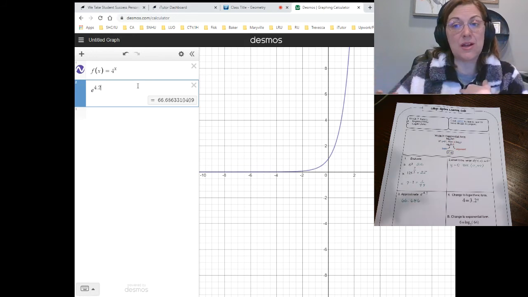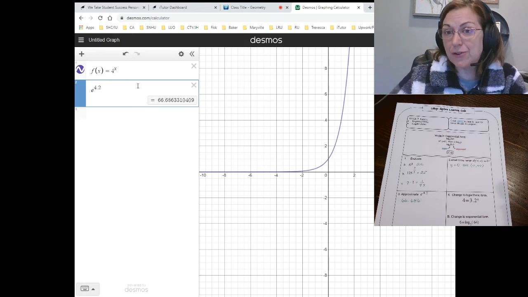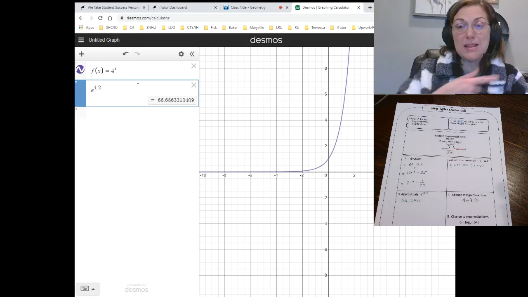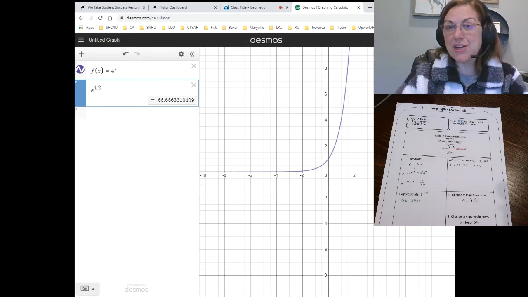Now, depending on what you're being asked, you may be asked to round this to 3 decimal places. You may be asked to round this to 1 decimal place. You'll have to read the instructions for your problem very carefully because it varies from assignment to assignment. But you get the idea that Desmos was able to give you that value pretty easily. All right, we're done with the calculator for this portion.